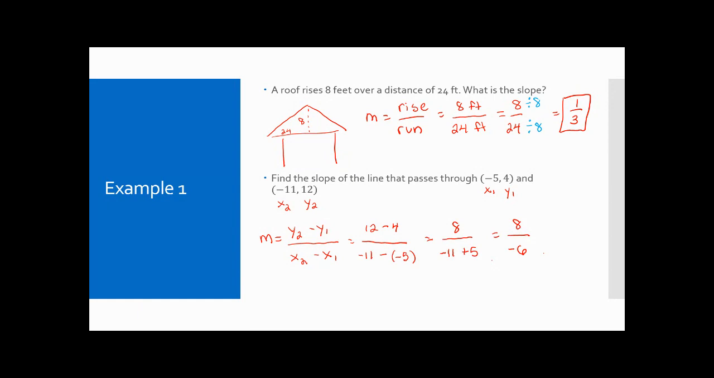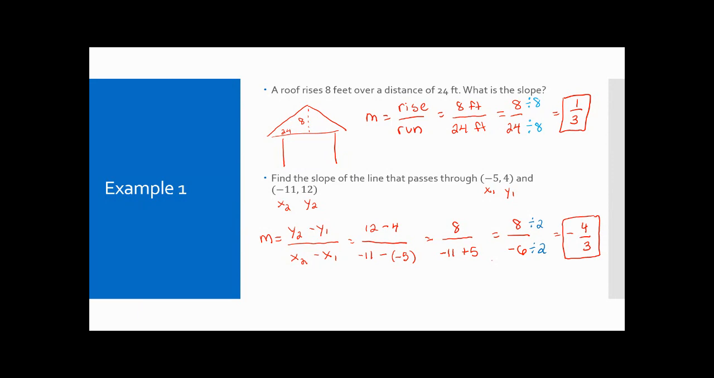And we need to reduce this fraction. So I can divide 8 and 6 by 2, so I'm going to reduce this. And whenever we get a negative, we usually just put that in the middle if we have just one negative sign. And that would give us -4/3. So the slope of this line is negative, which means if you plotted those 2 points and connected them, it would go down from left to right. And the actual value for the steepness is 4/3.